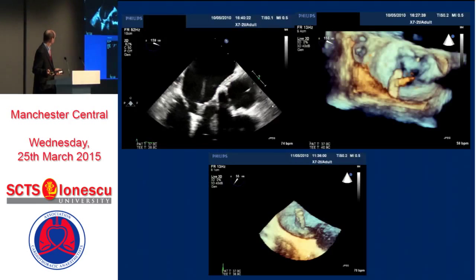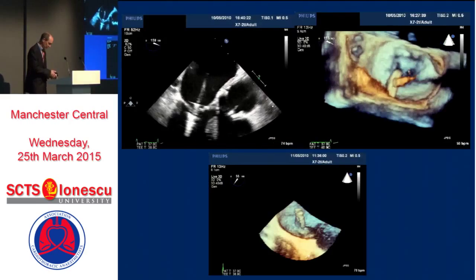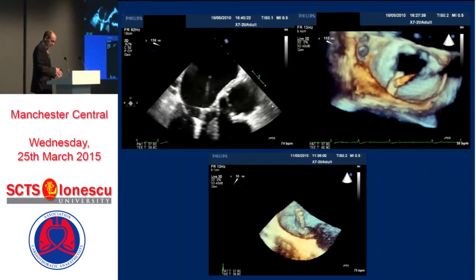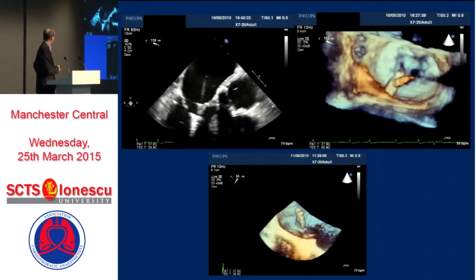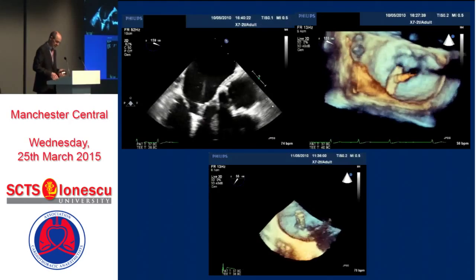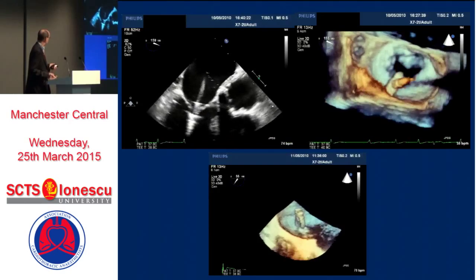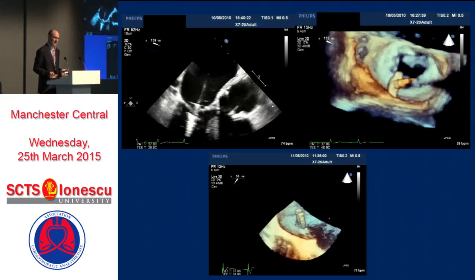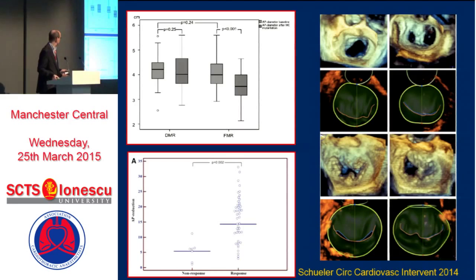Try again. Okay. So there will be a lot at this meeting, I'm sure, about percutaneous approaches to mitral regurgitation. And this, as I'm sure you'll recognise, is the use of MitraClip in a patient with type 1 mitral regurgitation, where it can be used successfully. But the point I want to make about this is that the use of MitraClip in this way has provided a window into looking at the plasticity of the mitral annulus in patients with type 1 mitral regurgitation.